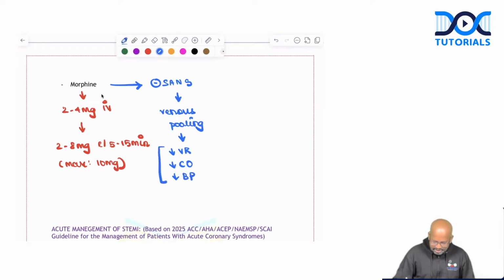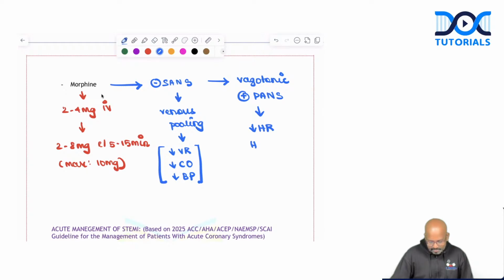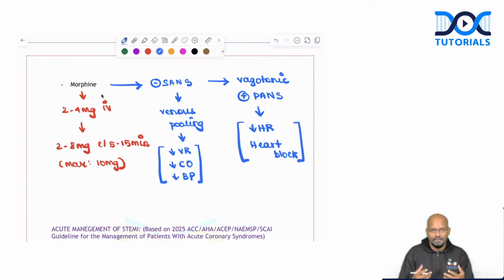Three important features of morphine, guys. And the second important feature is it also has a vagotonic effect, which means it will increase or stimulate parasympathetic autonomic nervous system responses. Because of that stimulation, as we have explained previously, there will be a decrease in the heart rate, and some patients might progress on to heart block too. So these bracketed ones are important features associated with morphine, guys.